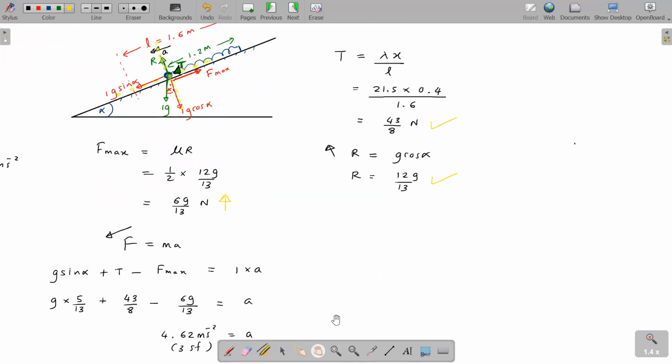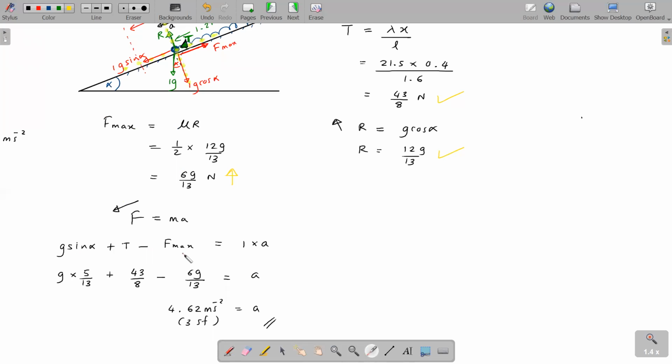So if the friction value increases, you can see in this equation, g sine alpha, the downward force, and tension, we just found it doesn't change. The F max will increase, right? So you're subtracting a larger value, which results in the whole value becoming lower. So when the whole value is lower, your acceleration will decrease. Okay, so just give that as an explanation.